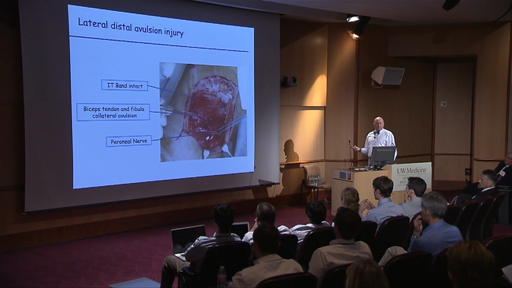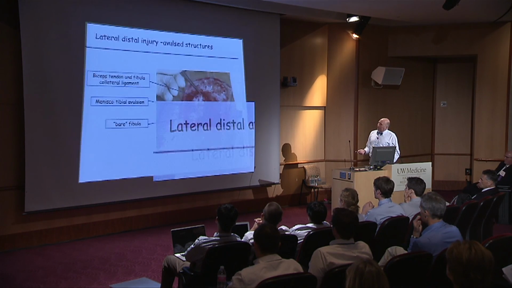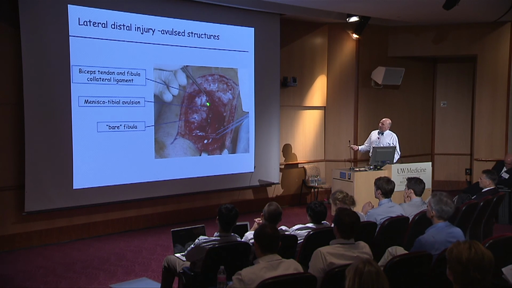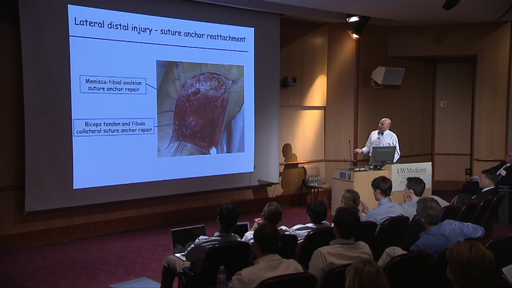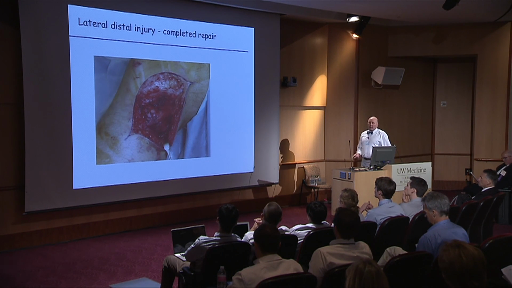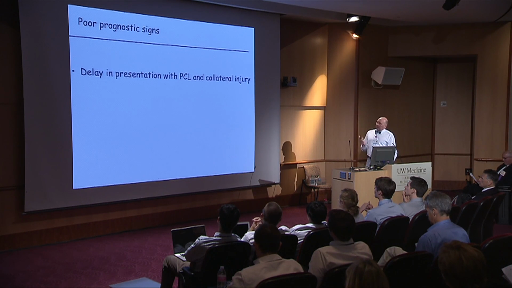Trying to do this at 6 weeks is impossible. It's just a scar tissue mass. Here's an avulsion distally, and if you peel these structures back, you can see how this whole layer has been avulsed off the tibia and the proximal fibula. And so by getting in there early, you can repair these structures back down and again get a relatively normal looking lateral anatomy. So the poor prognostic signs in these patients for me: delay in presentation.